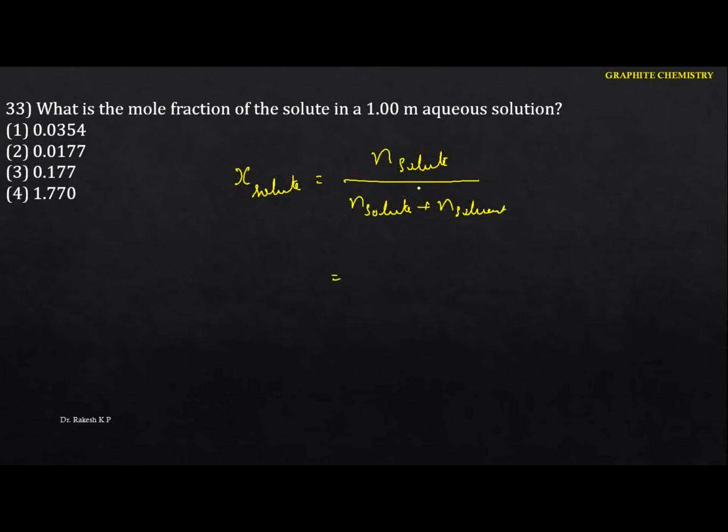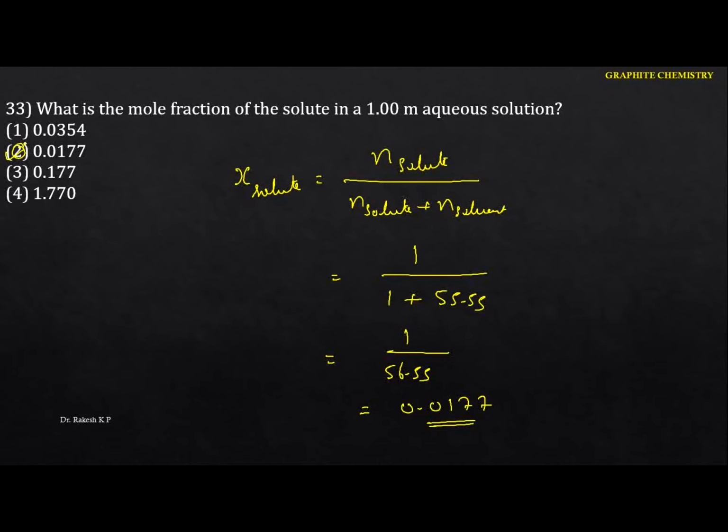Okay, so what is the number of moles of the solute they are given, that is 1, divided by 1 plus the number of moles of the water in the 1 liter, that refers to 55.55. So now this becomes 1 divided by 56.55. If you do the calculations here, we are going to get 0.0177. Hence in this case the option is the second one.